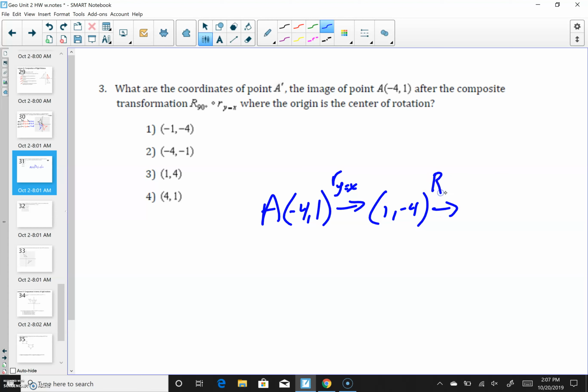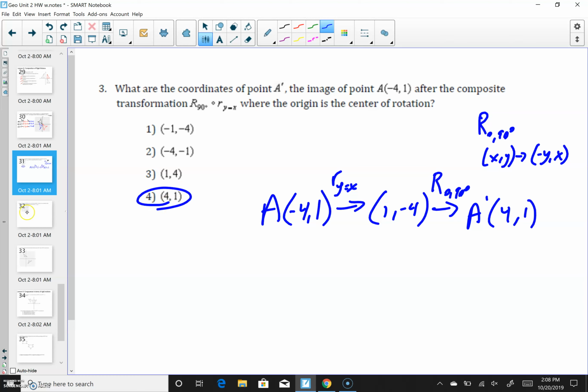Then we will rotate it about the origin 90 degrees. So remember, it's positive, so it is clockwise. And that is going to give us our final point. If you remember our rotation about the origin 90 degree rule, we had (x, y) leads to (-y, x), or you could just use some scrap graph paper and plot it from there. And we end up with (4, 1), or choice 4.